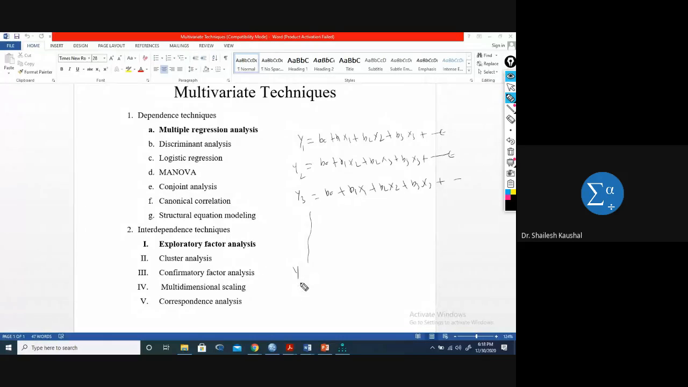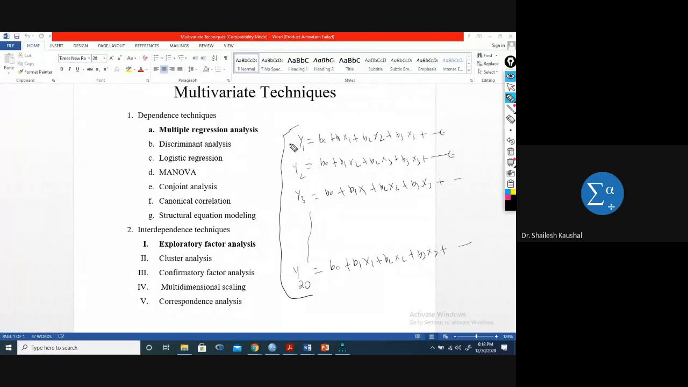So for example, I am taking 30 equations here: b1 x1 plus b2 x2 plus b3 x3, and so on. Simultaneously we can analyze all the equations at a time. So this is the basic difference between the other multivariate techniques and structural equation modeling.